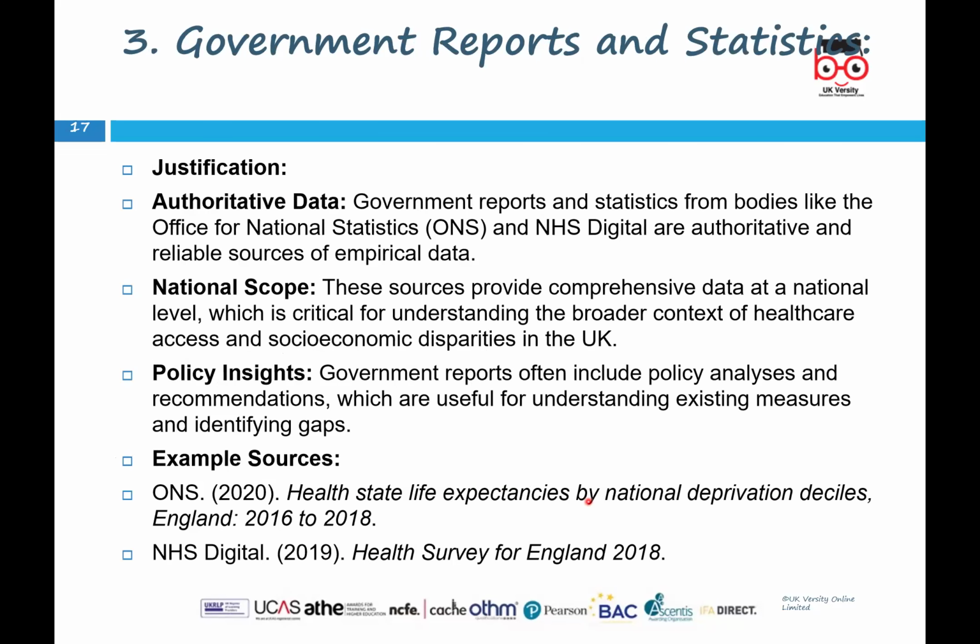Then you have government reports. So why would you want government reports? These give you access to data. Sometimes you might not have access to data online anywhere else, but on government reports and statistics. So you would want to use these in particular, like the Office for National Statistics and NHS Digital. Then you have national scope. These sources provide comprehensive data at a national level, which is crucial for understanding the broader context of healthcare access and socioeconomic disparities in the UK.